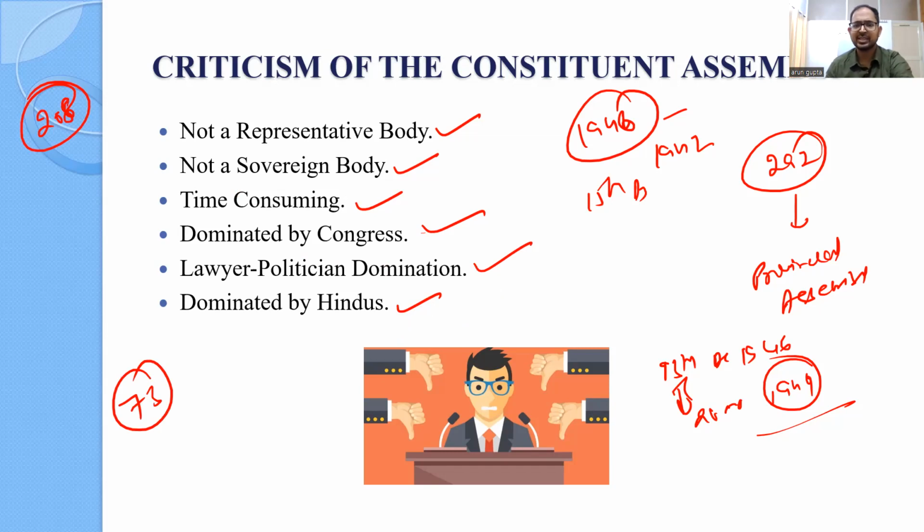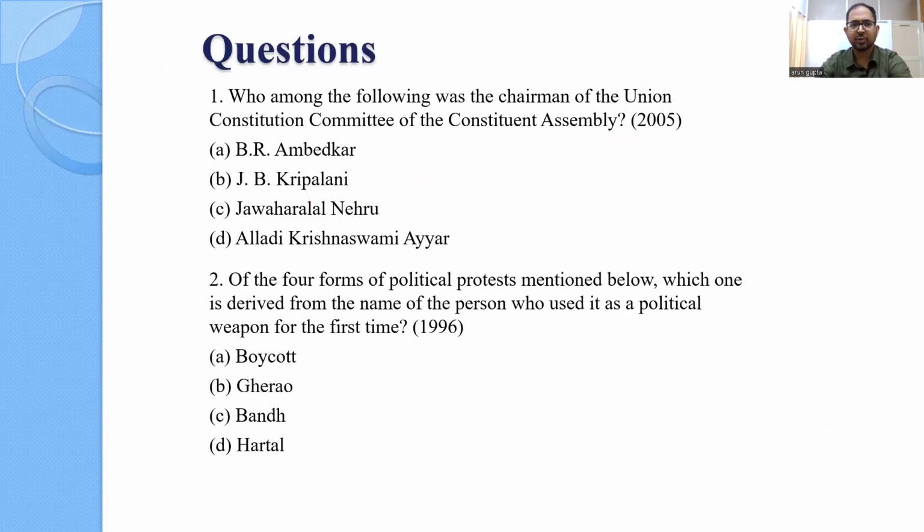It was quite an easy chapter to read, I guess. So these are a few questions. I'll read them out and you can put your answers in the comment box. Who among the following was the chairman of the Union Constitution Committee of the Constituent Assembly? So who can you name? I think you can name because I have just named in the above slides.